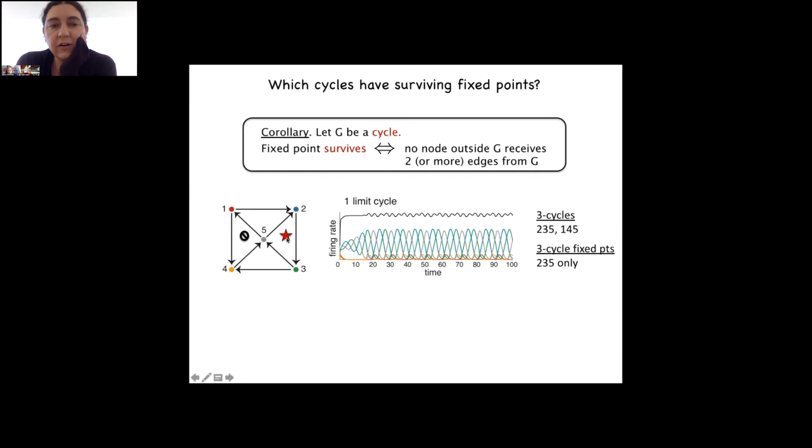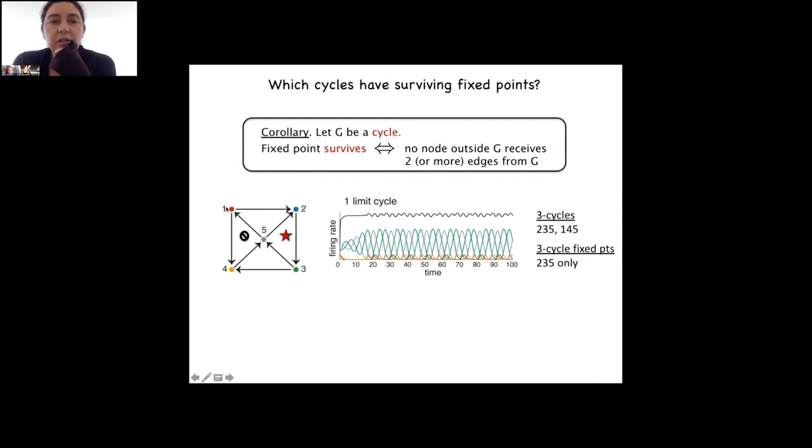So this is the A graph that I showed you before. And what we see here, there are 2 3-cycles. Each of those 3-cycles in isolation has a fixed point associated to it and a limit cycle associated to it. However, once you embed it, you see that only the 2, 3, 5 3-cycle has a surviving fixed point, and that is because none of the nodes outside of 2, 3, 5 receives 2 or more edges from the nodes inside 2, 3, 5.